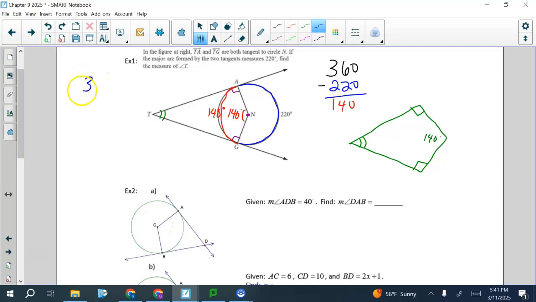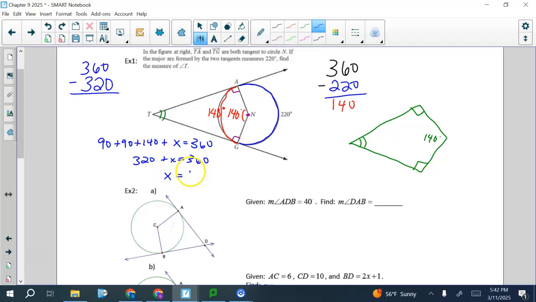Which would be 320. And then subtract that from 360 to find what angle T would be. Okay, so if you wanted an equation, you could say, we've used 90 and 140. What is that last angle to add up to be 360? So again, that will get you the same outcome. 320 plus x equals 360. So then x is going to equal 40 degrees.